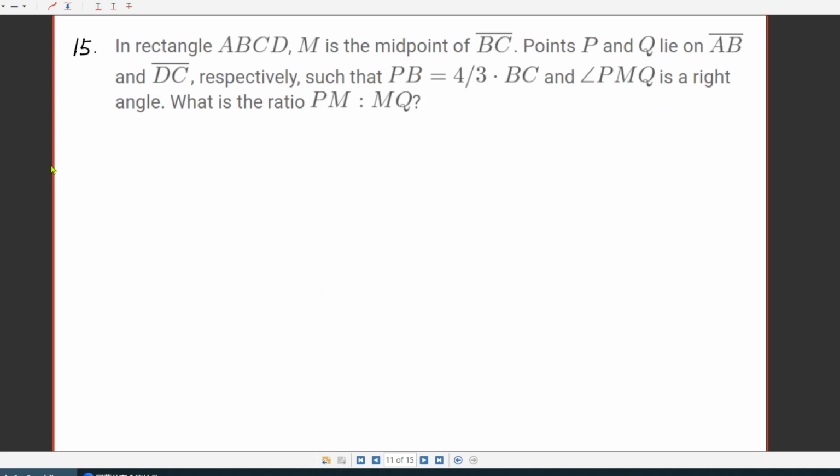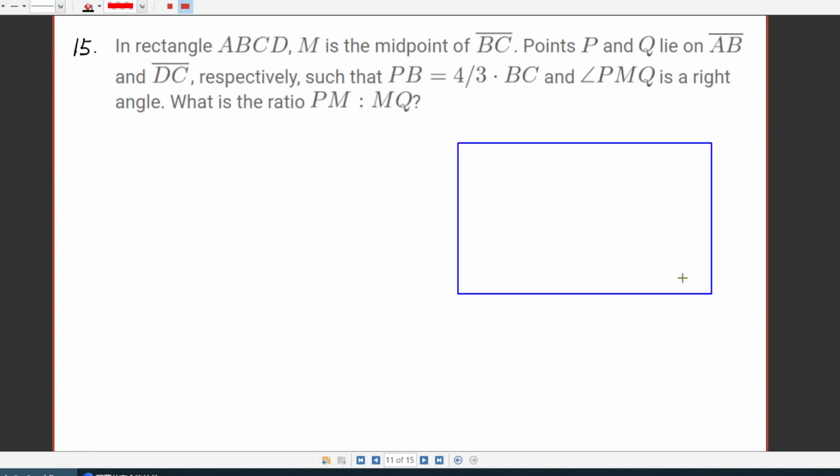Alright, question number 15. In a rectangle ABCD, okay, another rectangle. Suppose these are points A, B, C, D respectively, and we know M is the midpoint of BC. So M is here. Points P and Q lie on AB and DC respectively, such that PB is 4/3 of BC. Okay, so we have a point somewhere here, and a point somewhere here.